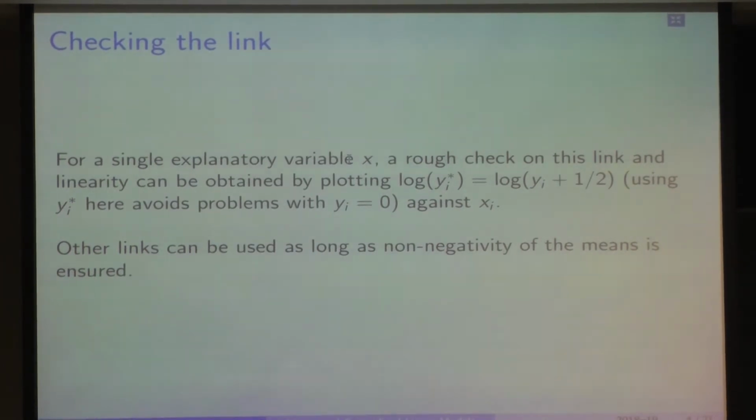You can use other links, but unlike for the binomial, there aren't so many built into R. So the log link really is the default link to use with the Poisson distribution.